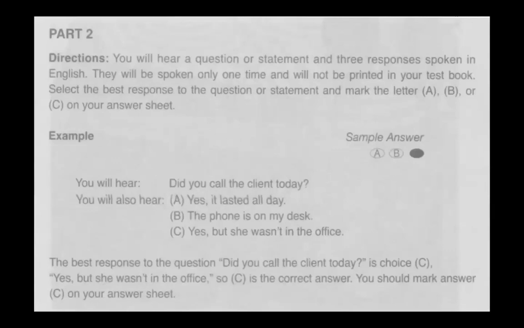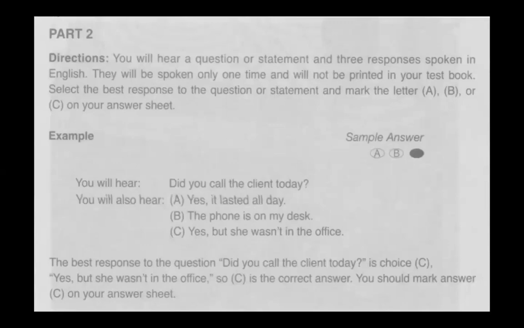Part 2. Directions. You will hear a question or statement and 3 responses spoken in English. They will be spoken only one time and will not be printed in your test book. Select the best response to the question or statement and mark the letter A, B, or C on your answer sheet. For example, you will hear, Did you call the client today?